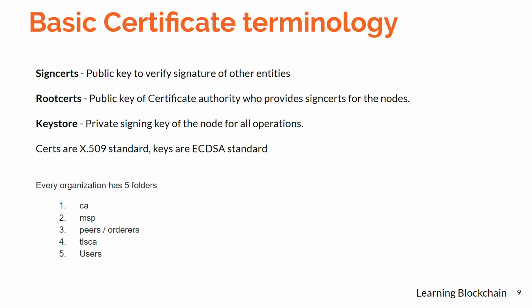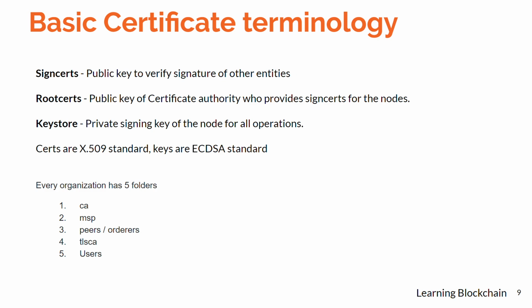Next is the root cert. Root cert means the public key of the certificate authority who provides the sign certs for the nodes. So there are different certificates of the authority. Someone is issuing me the certificate. I am a peer and someone is issuing me the certificate. So who is issuing me the certificate? Some authority will issue me the certificate. So the certificate authority will issue me the certificate because I am the peer, and that certificate authority has some kind of certificate because they are the authority. They also need some kind of identification. How will I identify that he is the authority? So they have some kind of certificates, and those are called the root cert.